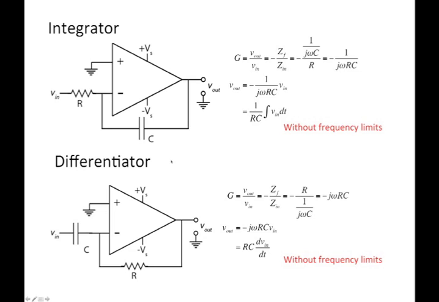All right, the other one is the differentiator. We just switch them. The capacitor's on the input, the resistor's on the feedback. We can find the gain. It's going to be minus j omega RC. V out is minus j omega RC times the input voltage. And for all the reasons we just said, that multiplication times V in becomes differentiation. So minus j omega V in becomes dV/dt times some constant. So we can differentiate the input signal using this circuit.